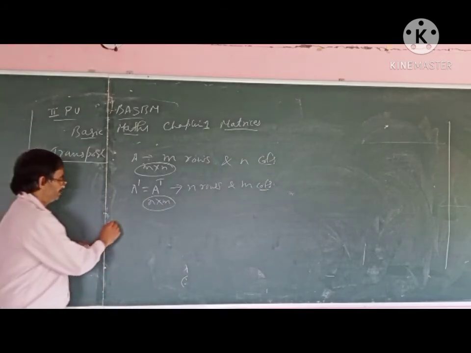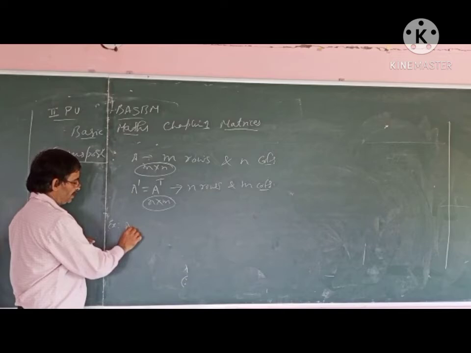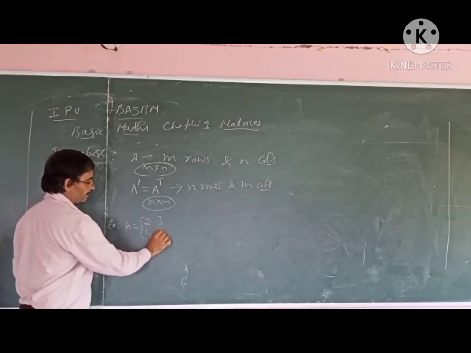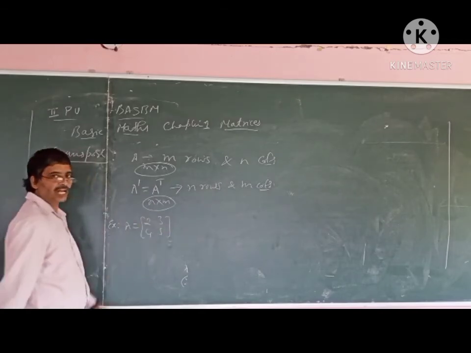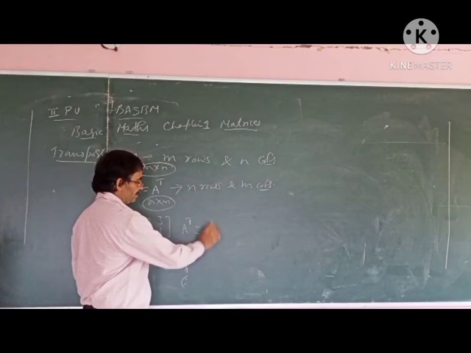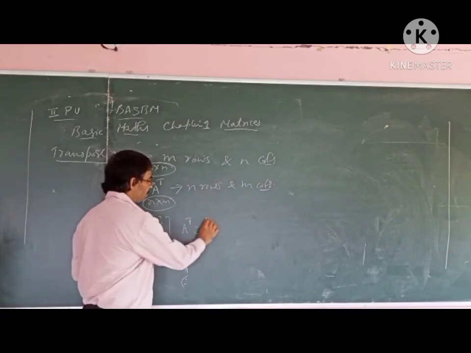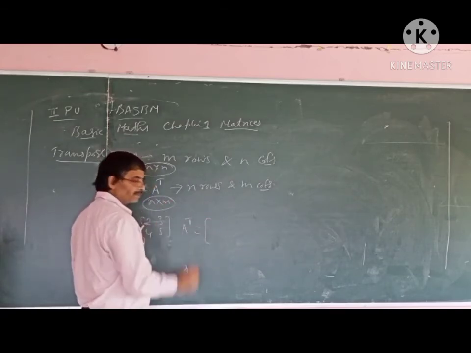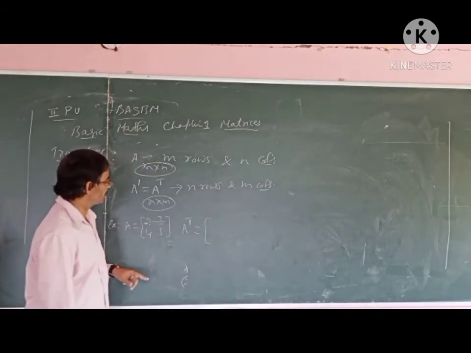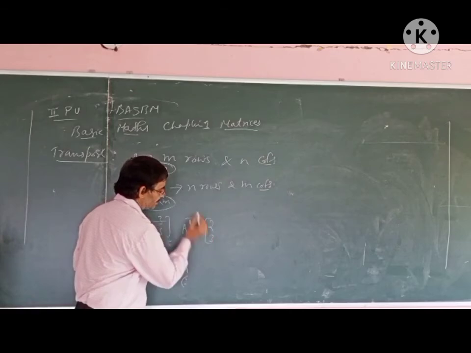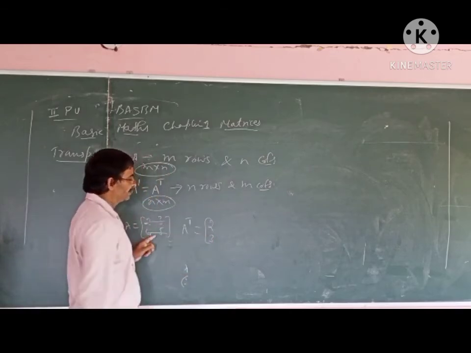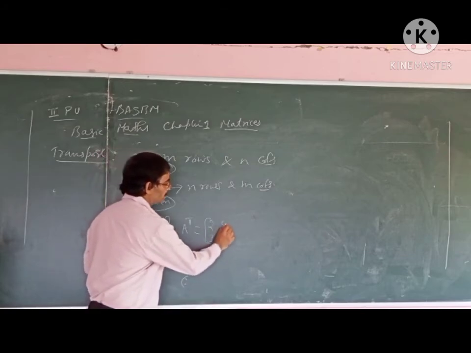For example, let A equal to say 2, 3, 4, 5. So what is its transpose? A transpose would be equal to, observe, this is the first row, 2, 3. So this will become the first column. So I will write like this, 2, 3. Next, second row 4, 5, I am having 4, 5. So that will become the second column.